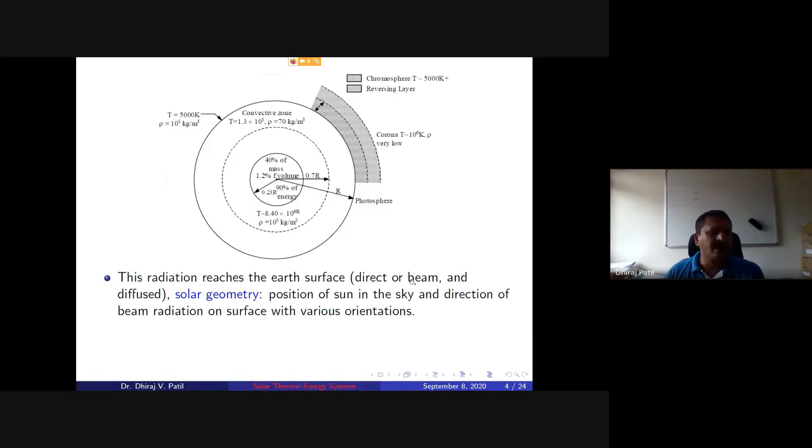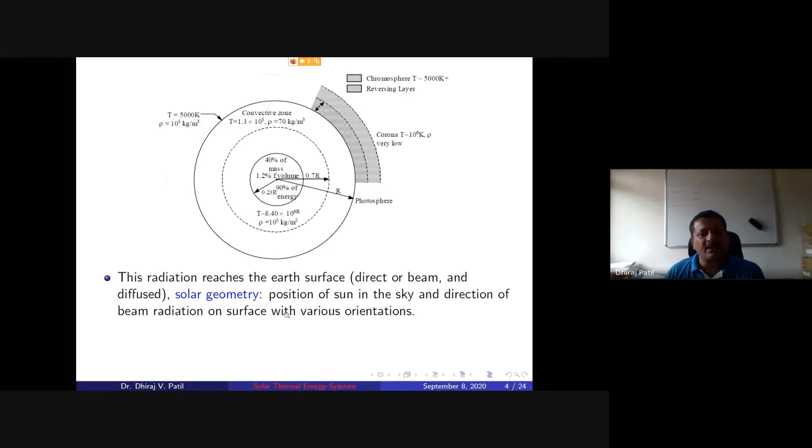A beam coming directly from the solar surface or photosphere and reaching the Earth atmosphere is called beam radiation. And diffuse radiation. Diffuse radiation is because you have gases present, you have dust present in the Earth atmosphere, and then on the Earth surface, we get this radiation from the sun in diffused form.